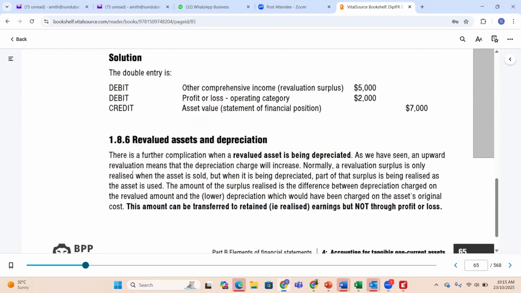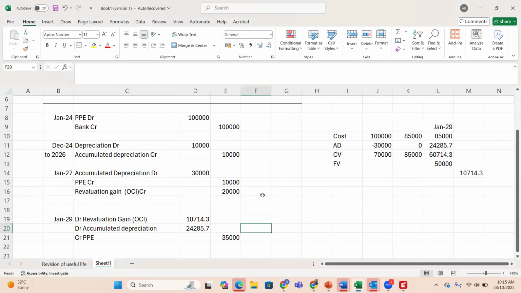As we've seen, an upward revaluation means that the depreciation charge will increase. Normally, a revaluation surplus is only realized when the asset is sold. But when it is being depreciated, part of the surplus is being realized as the asset is used. The amount of surplus realized is the difference between depreciation. Okay. Now this is something different.